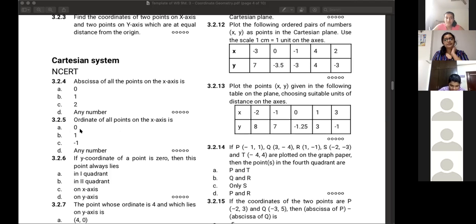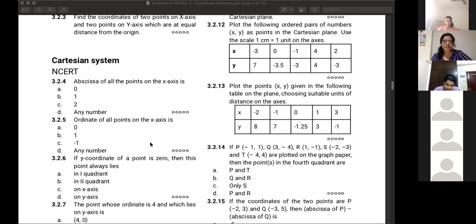Sujal, what does ordinate mean? Ma'am, it is the distance of a point from the x-axis. Okay, keep it simple. Is it the x coordinate or the y coordinate? Ma'am, the y coordinate. Okay, so if any point is on the x-axis, what will be the y coordinate of that point? Ma'am, 0. That's it. That is the answer.